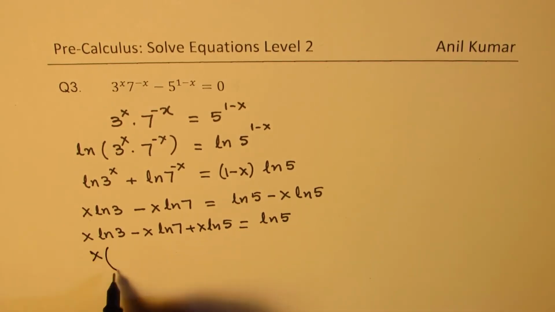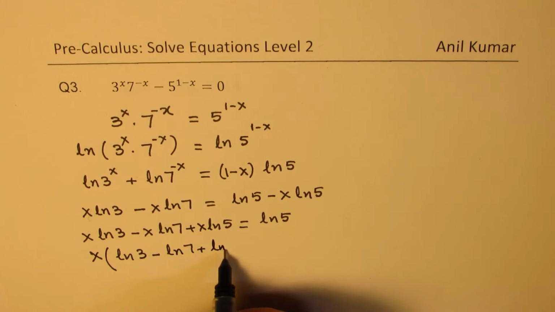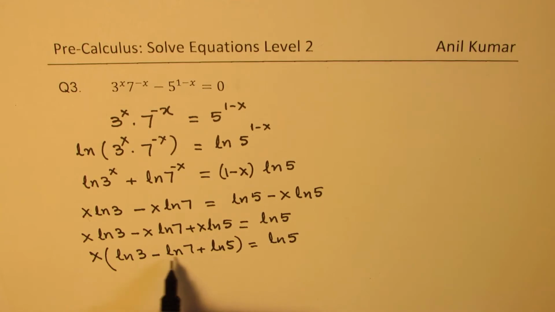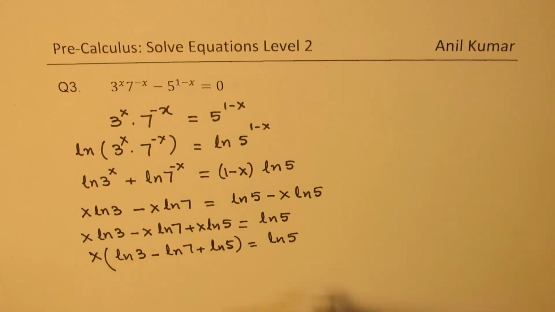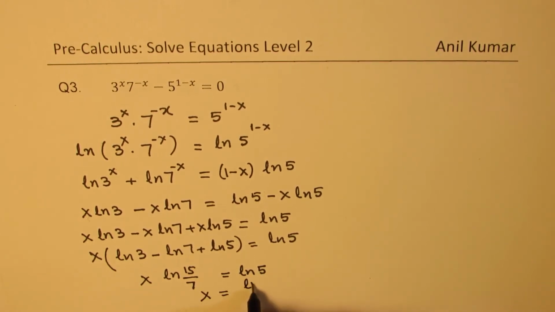Now x is common, so we get here x times (ln 3 minus ln 7 plus ln 5), correct, equals ln 5. Now here you can apply the properties of logarithms. When you have minus, it gets divided. When it is plus, it gets multiplied. So we get x ln (3 times 5, which is 15, divided by 7) equals ln 5, correct? And from here we get the value of x as ln 5 divided by ln (15/7), correct? So that becomes our solution for the given equation.